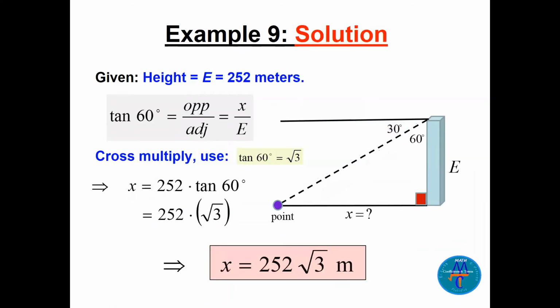All right. So again, in my solution here I used tan 60. But remember, 60 is this angle, not the angle of depression. Still, the angle of depression is 30. So tan 60 will be X divided by capital E. So cross multiply, X will be 252 times tan 60. We know tan 60 is square root of 3. So this is the answer. 252 square root of 3 meters is the X.